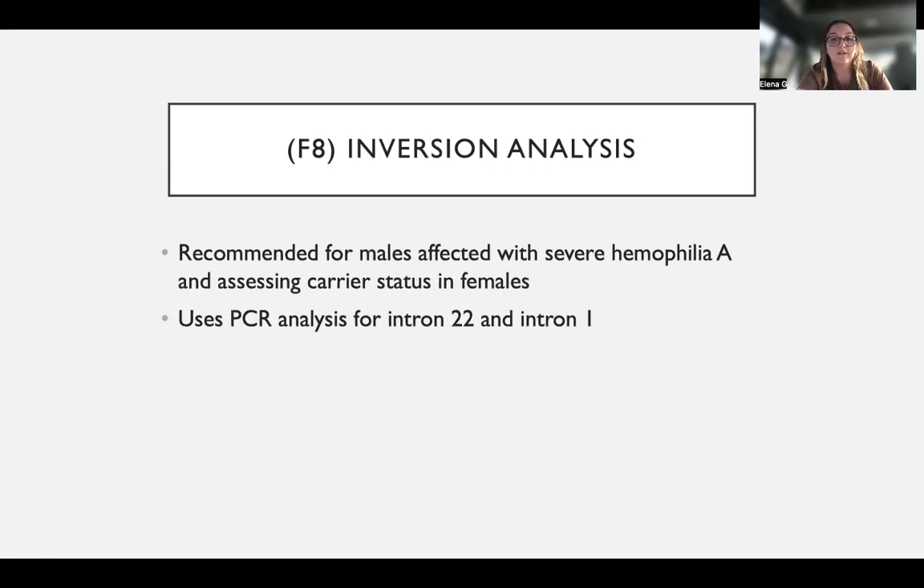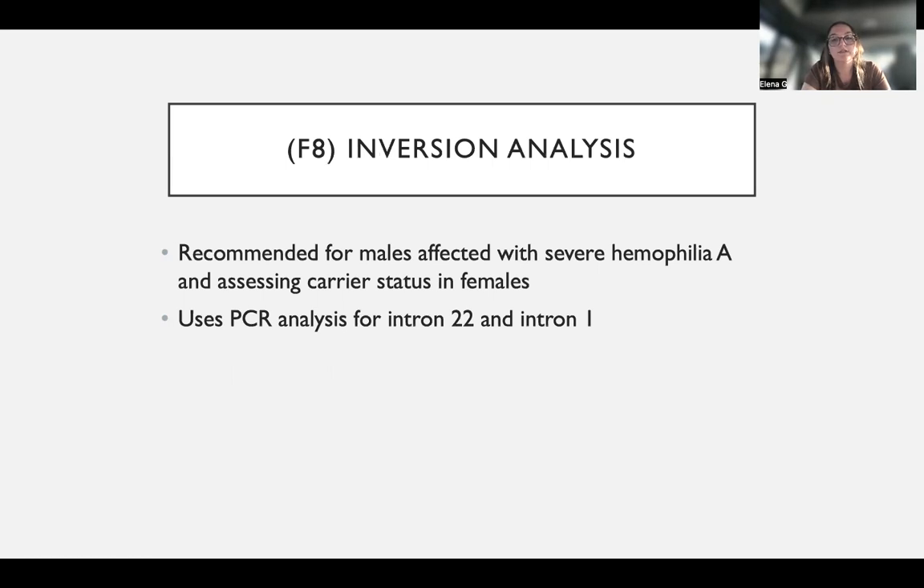So the F8 inversion analysis is recommended for males affected with severe hemophilia A, and for at-risk females, which means that there's someone in their family that has hemophilia A. And for the females, it's in order to identify carrier status.